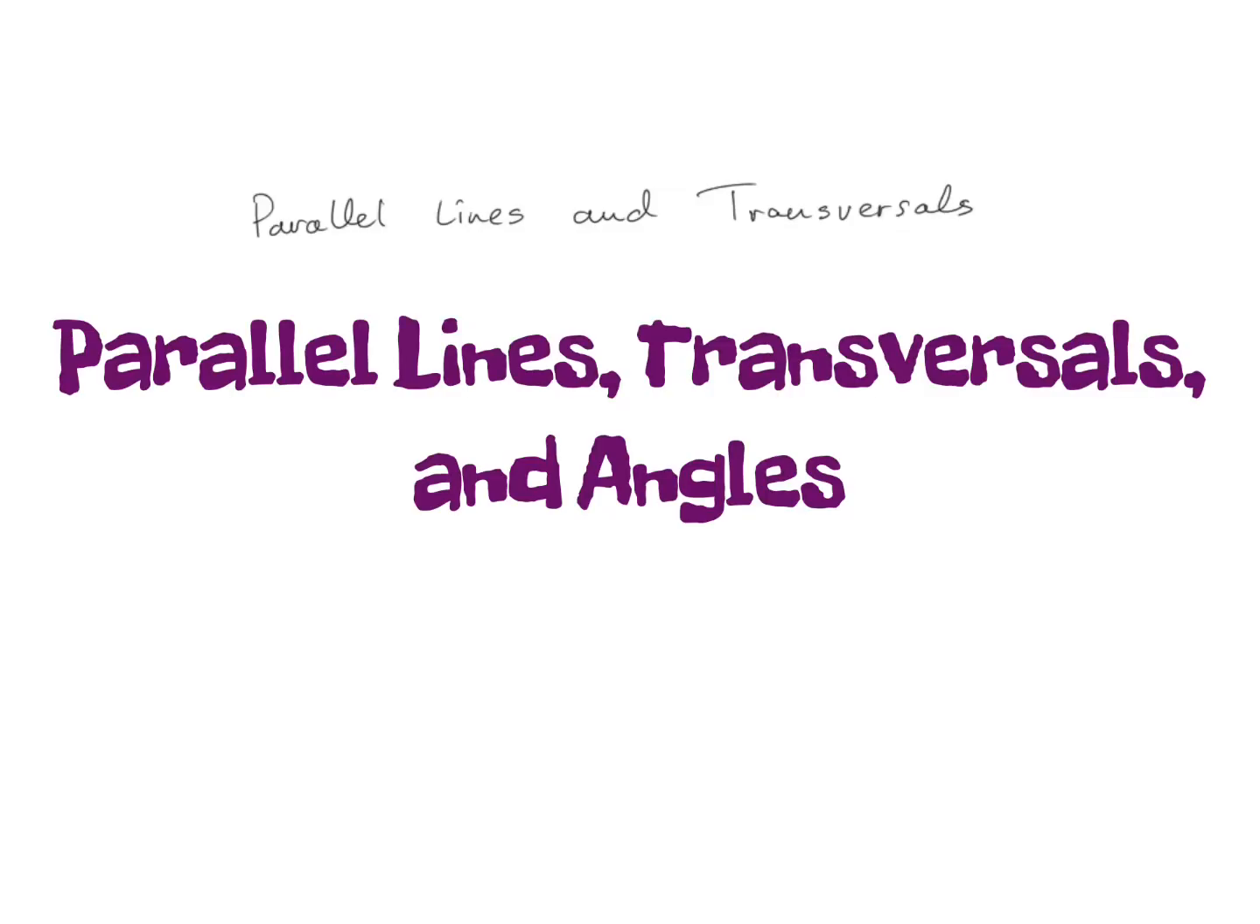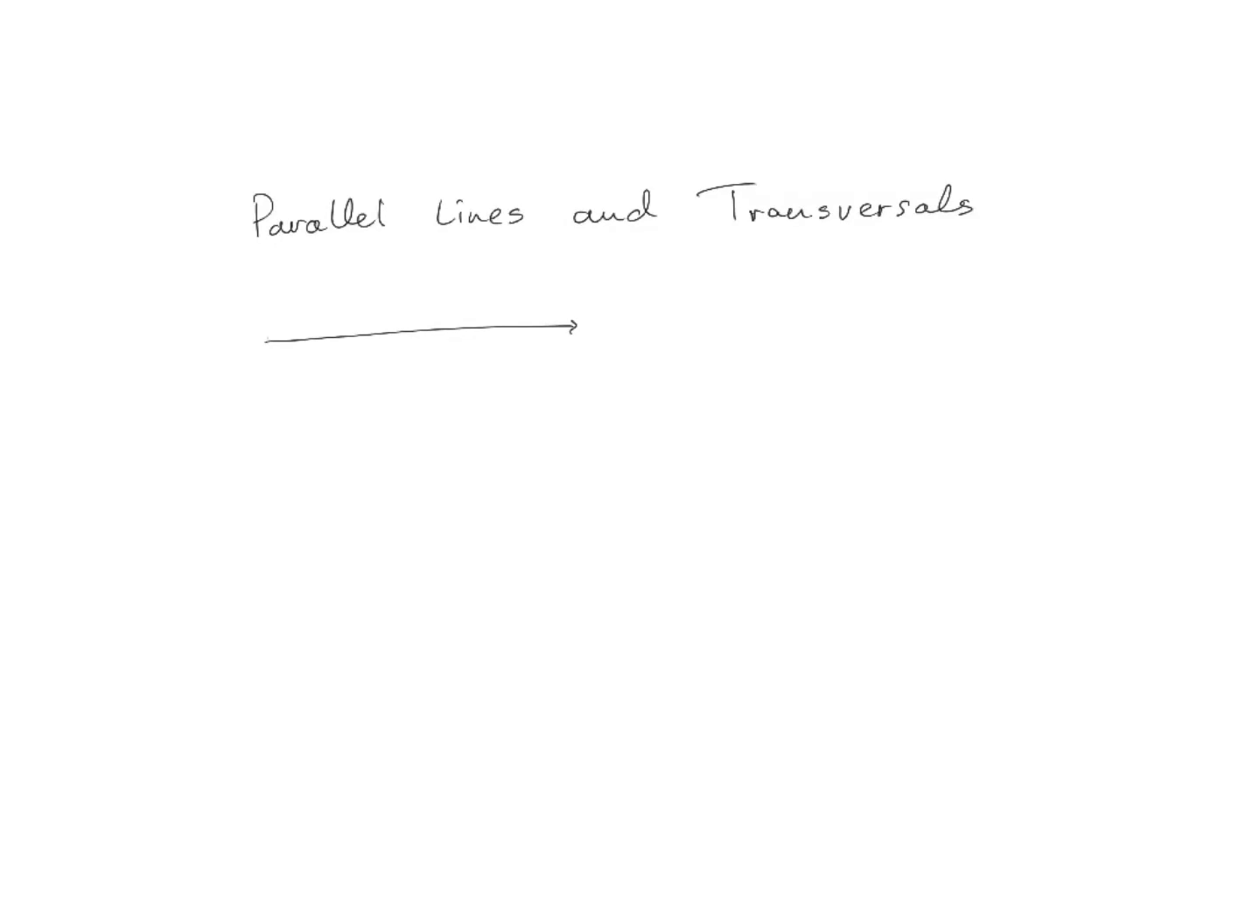Okay, welcome. Today we're talking about parallel lines and transversals. The idea here, well, there's a couple ideas. You're going to have two lines that we're going to assume are not intersecting, and these we'll call our parallel lines. And then you'll have what we call a transversal, which is the line that cuts through or intersects those two parallel lines.